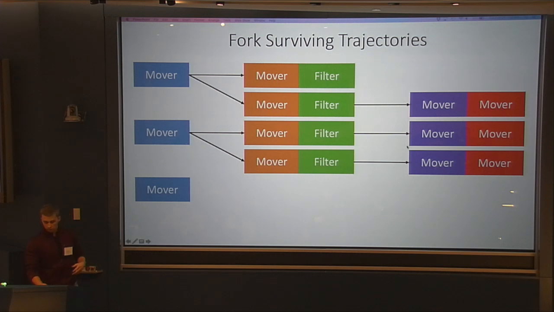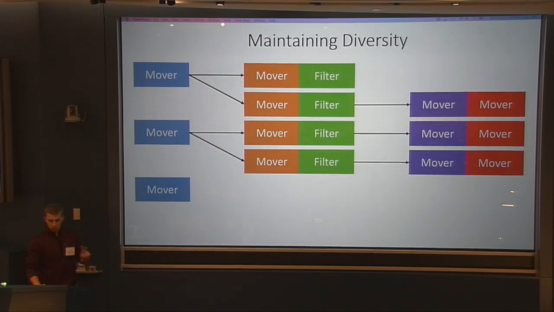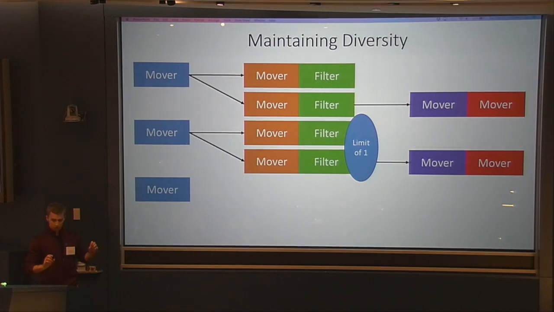So recently I added to master two different ways to maintain diversity. The first is that when you create forks, you can add some kind of limit. It doesn't have to be one. Of all the new trajectories I create, you say how many you're going to keep, and it picks the lowest n energy trajectories and discards the rest.